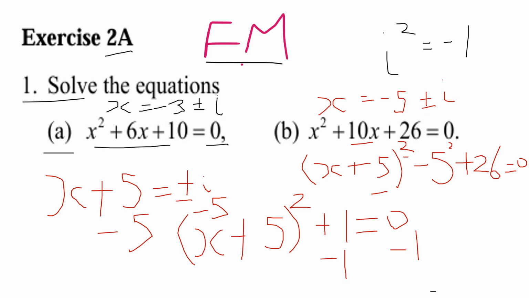So real part and imaginary part: the real part here is minus 5, and the imaginary part is plus or minus 1, the coefficient of i. And for part A, the real part of x is minus 3, and the imaginary part of the root is plus or minus 1, the coefficient of i.